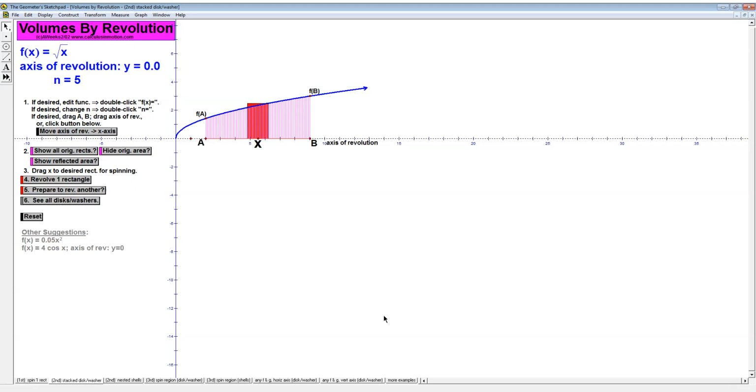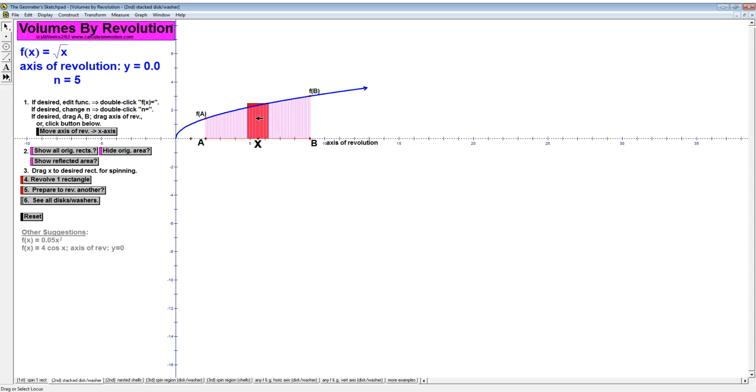Animation can help us visualize what's happening with these volumes by revolution. Consider this curve here, y is equal to the square root of x, and we're interested in between these two values, a and b. I'm looking for just 5 rectangles, so that's why we see n is equal to 5 right here. And we're revolving this around the x-axis, which is when y is equal to 0.